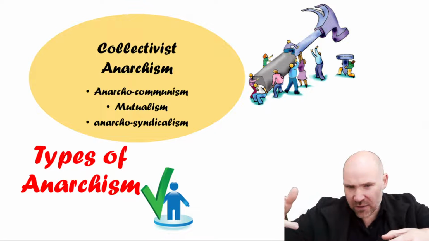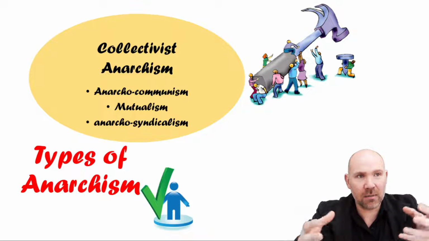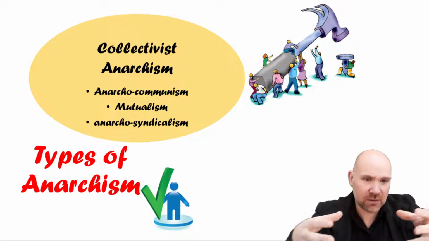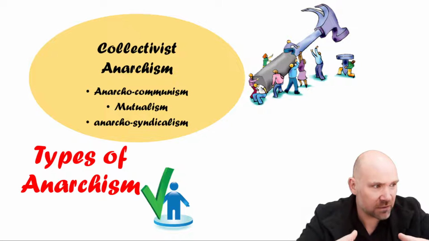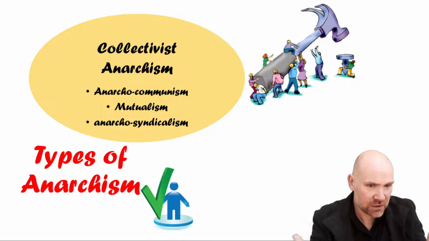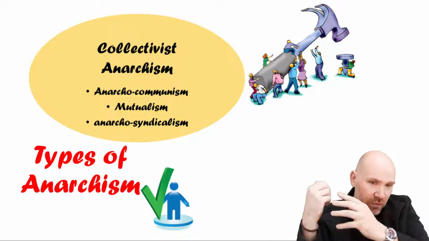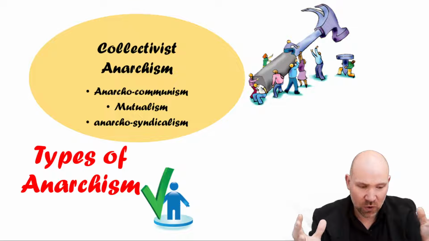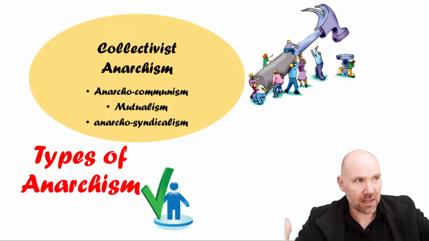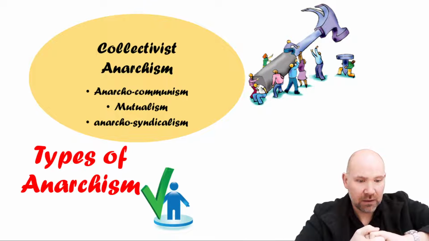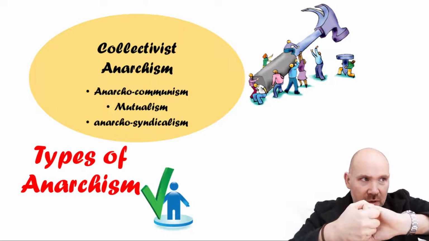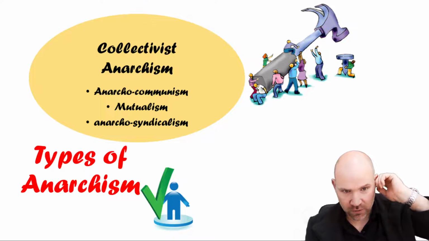They disagree slightly about how these small groups might occur. Are they based on occupation? Are they based on location? Are they based on shared values? How do these groupings occur? But what all these guys have in common is that they argue if you take the state away, people will group up to support one another, to work together towards common goals.